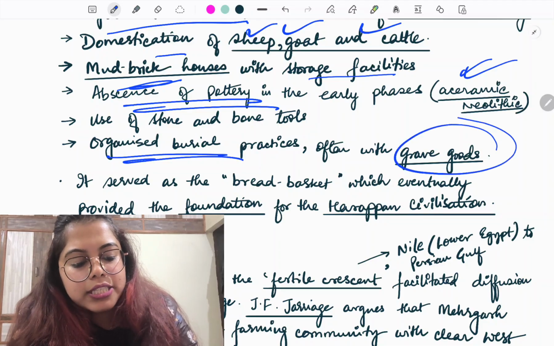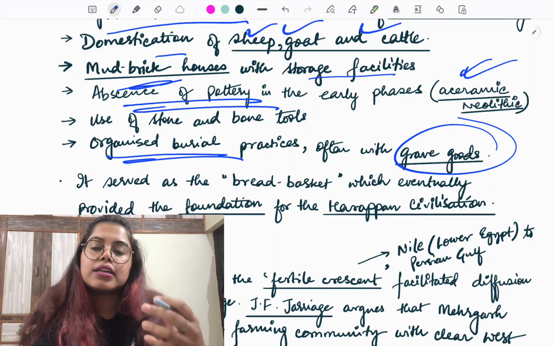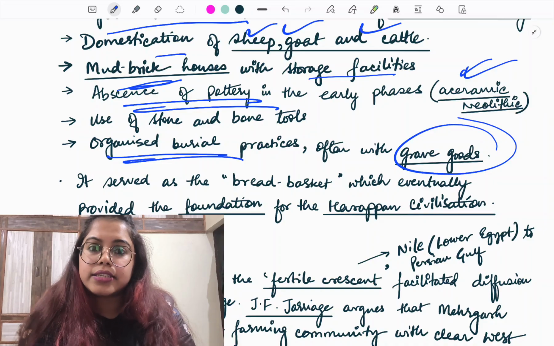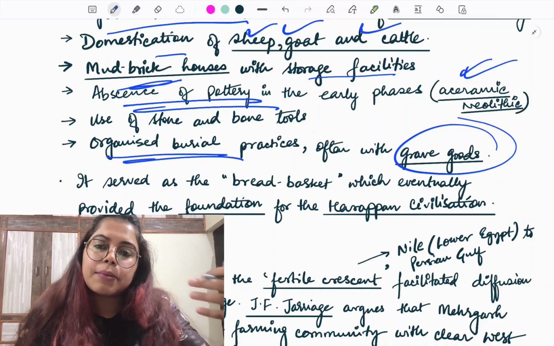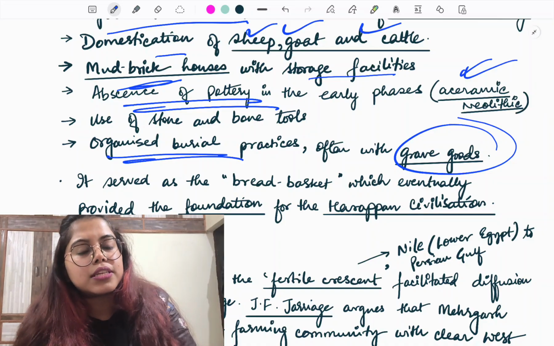Next, there were organized burial practices with grave goods. Grave goods means earlier what they used to do is, when people buried the dead, they believed that there would be some items necessary for the afterlife, right? And they used to bury those things along with them.